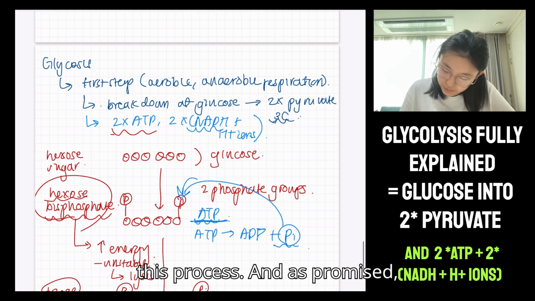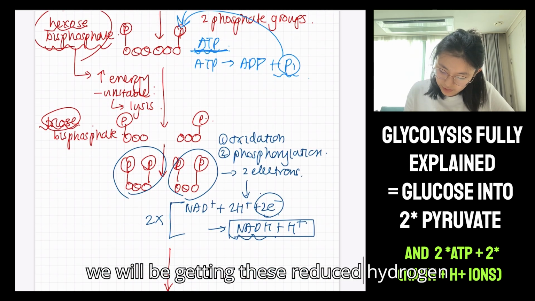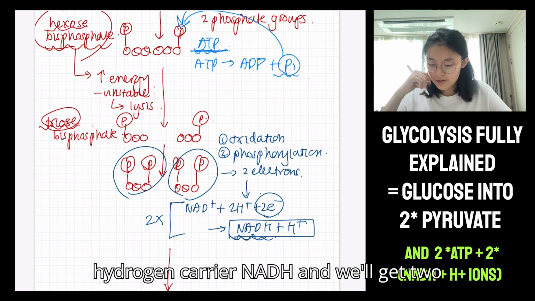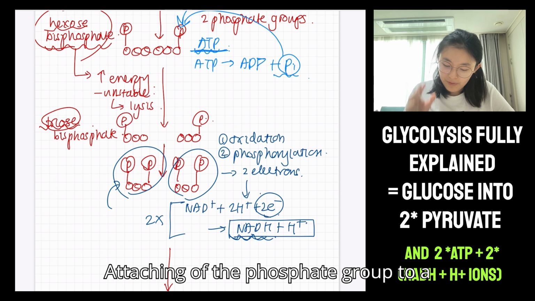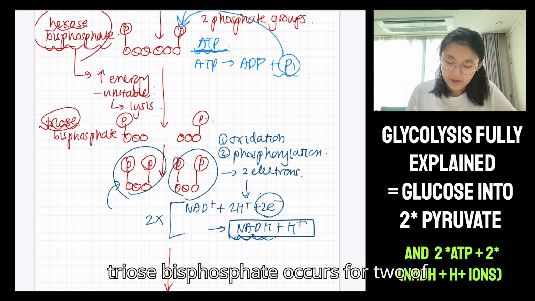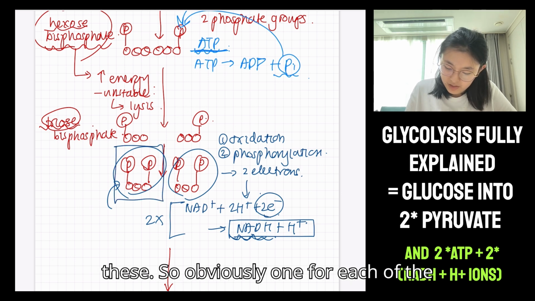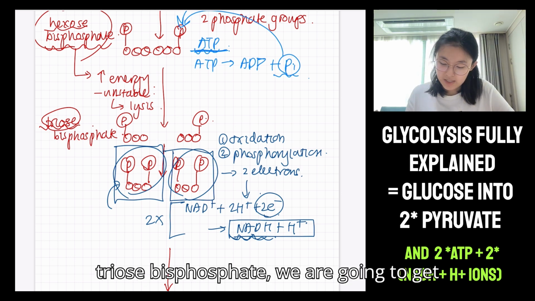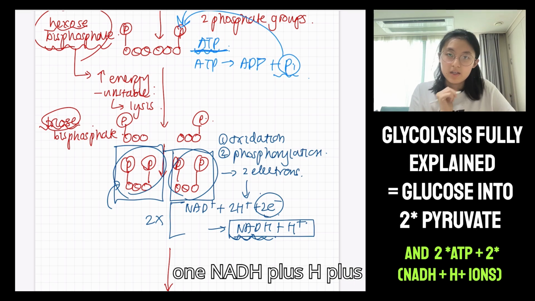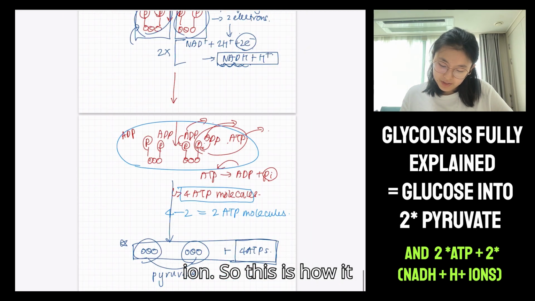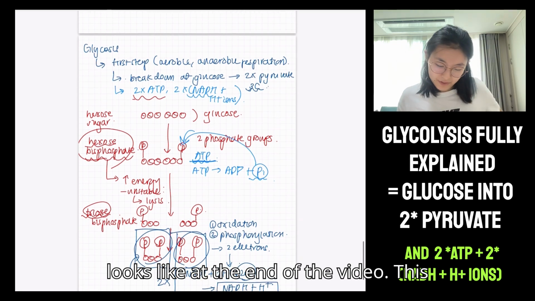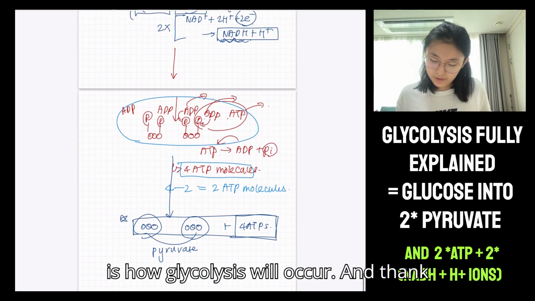And as promised, we will be getting these reduced hydrogen carriers. We'll be getting the reduced hydrogen carrier NADH, and we'll get 2 of these because the attaching of the phosphate group to a triose bisphosphate occurs for 2 of these. So obviously 1 for each of the triose bisphosphate, we are going to get 1 NADH plus H plus ion. So this is how it looks at the end of the video. This is how glycolysis will occur.